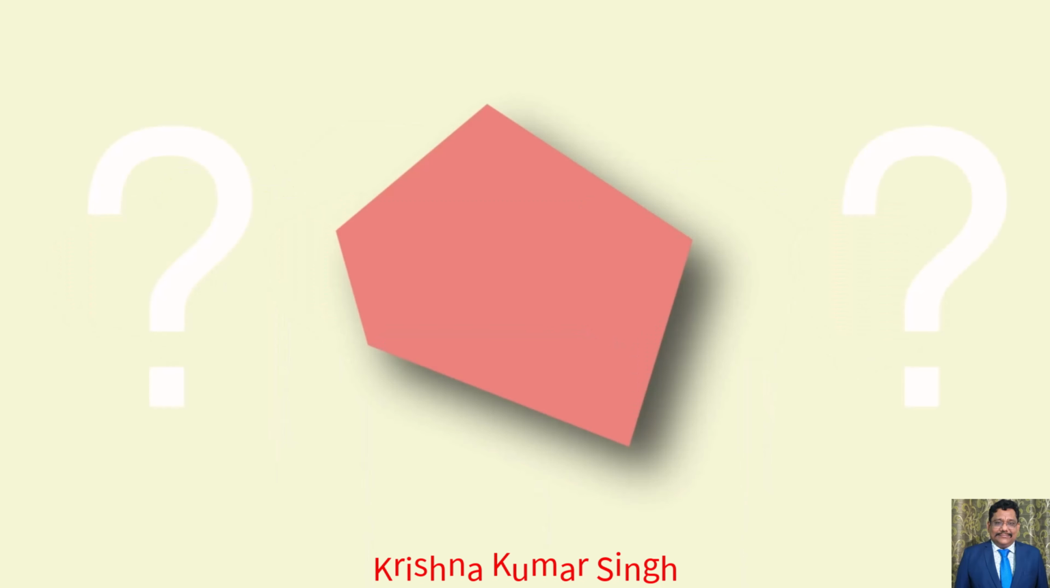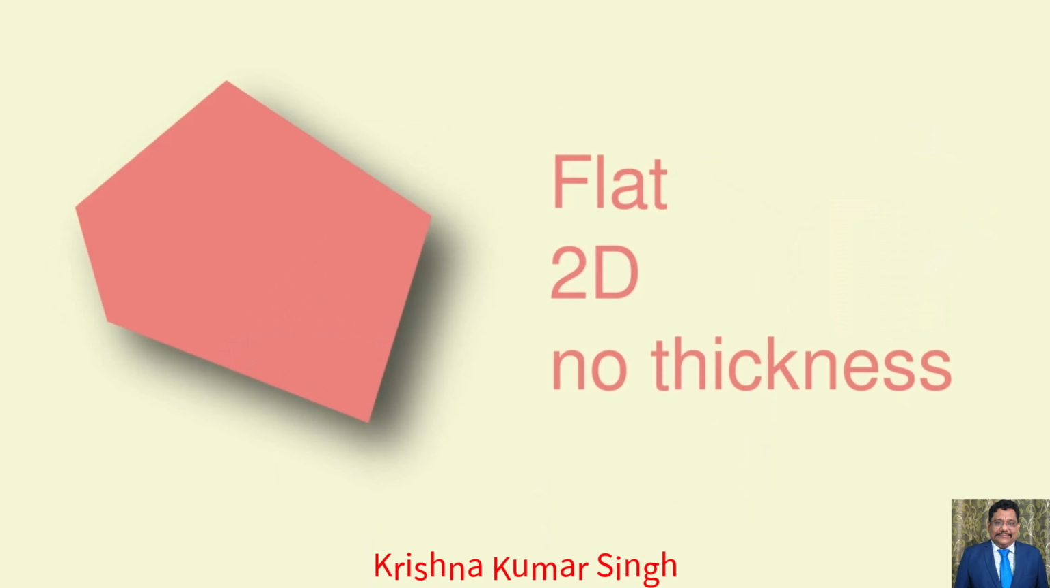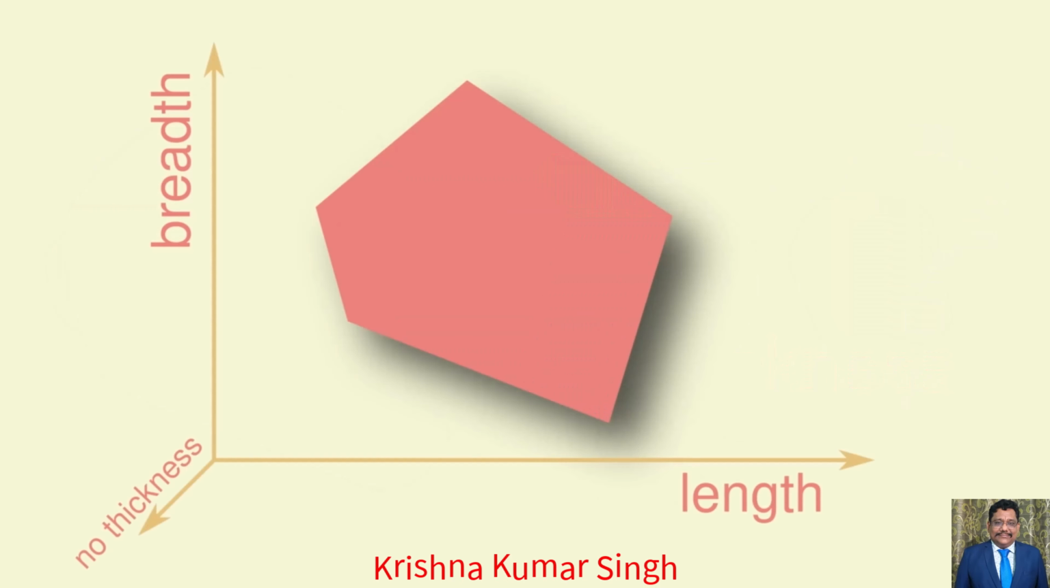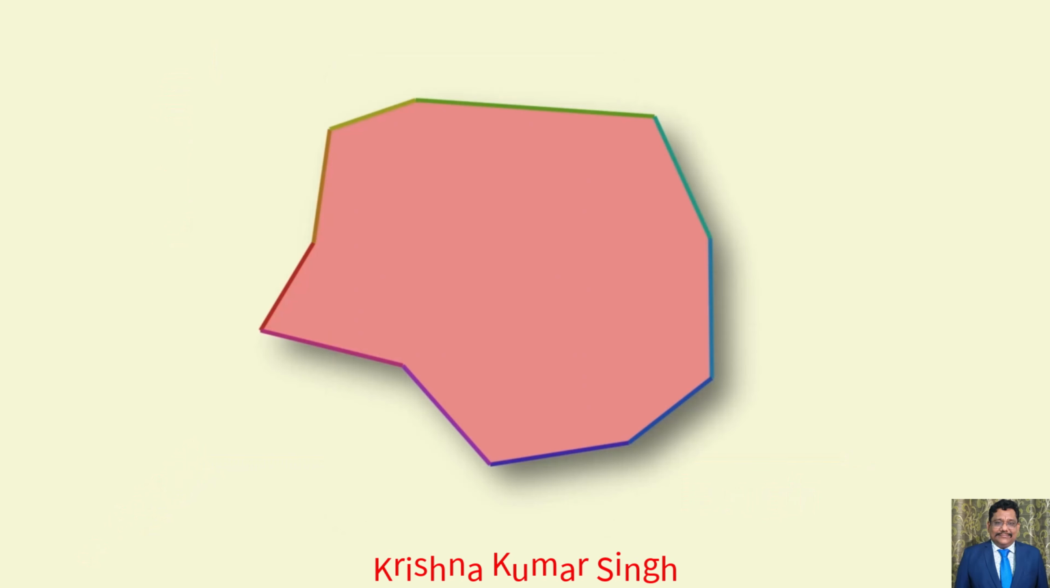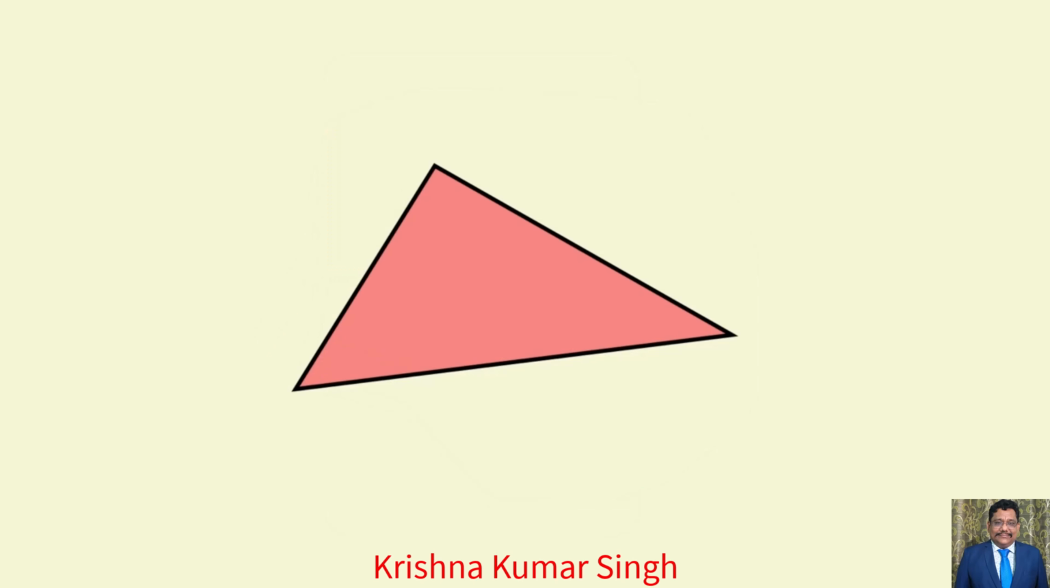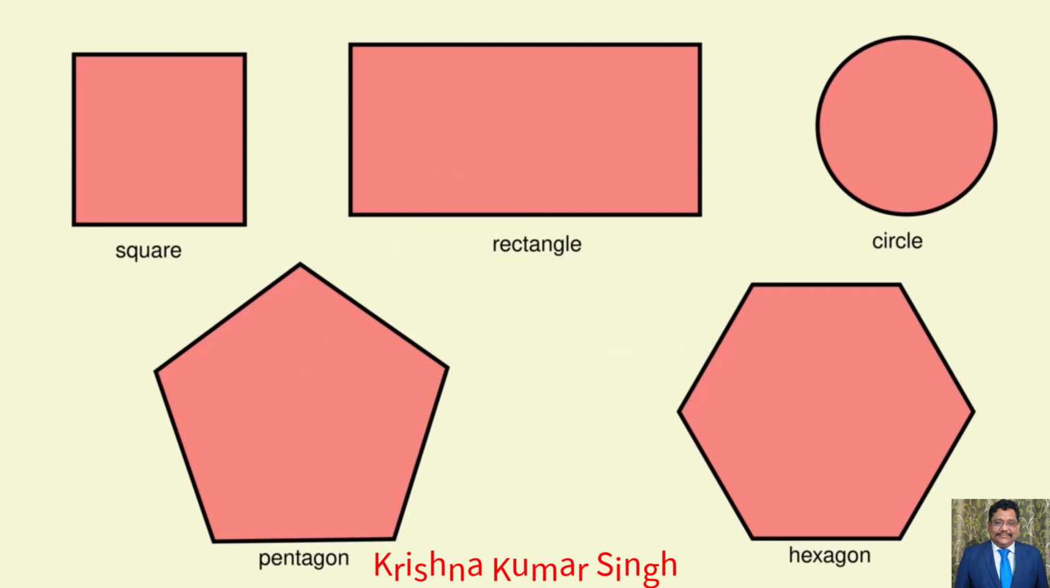What is meant by plane? A plane is a flat two-dimensional surface with no thickness. A plane is a two-dimensional shape having length and breadth only. Its thickness is always negligible. Example, paper. A plane can be made by several lines, and to make a plane we need a minimum of 3 lines, such as a triangle. And square, rectangle, circle, pentagon, hexagon, etc.